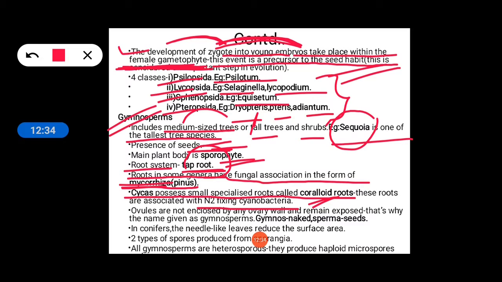Okay, ovules are not enclosed by any ovary wall. In gymnosperms, ovules are not enclosed by any ovary wall. There is no wall which surrounds the ovule, and these ovules remain exposed. That's why the name is given as gymnosperms, because gymnos means naked and sperma means seed. So open seeds. That is, the ovules are not enclosed by any ovary wall.